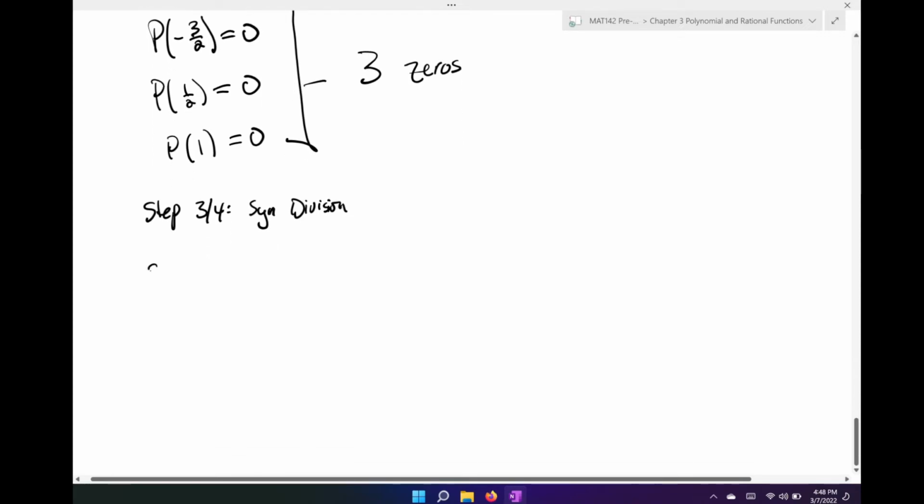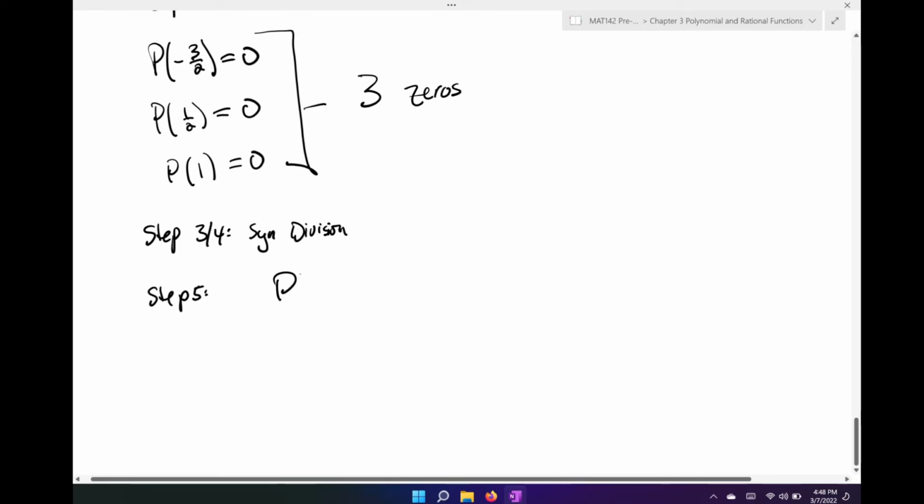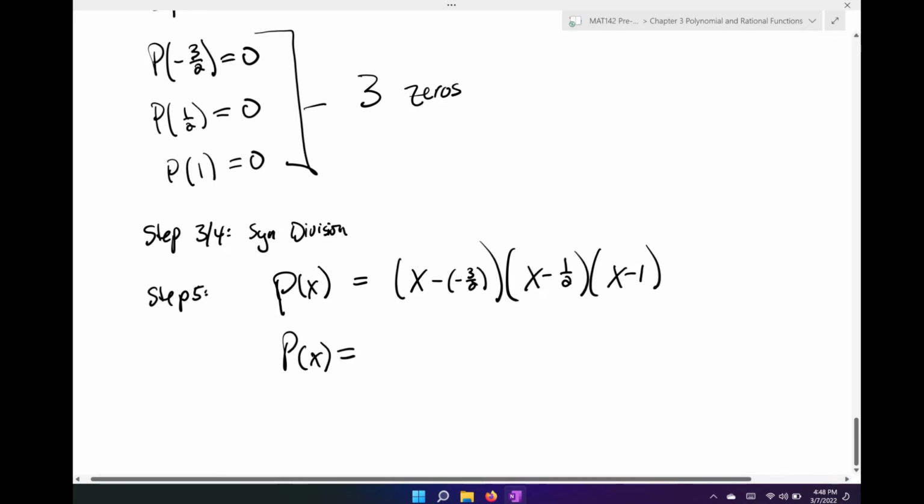So step 5, which is our final step. All right, we're going to write them out in the form they're in now, and then we're going to simplify it a little bit. So P of x equals x minus negative 3 over 2, x minus 1/2, and x minus 1. Now, WebAssign, knowing them, they're probably going to want the answers like this: 2x plus 3, 2x minus 1, and x minus 1.